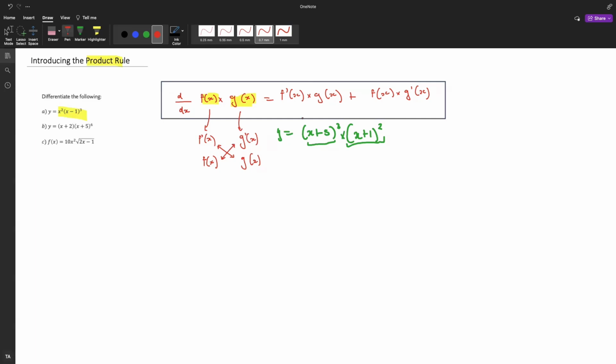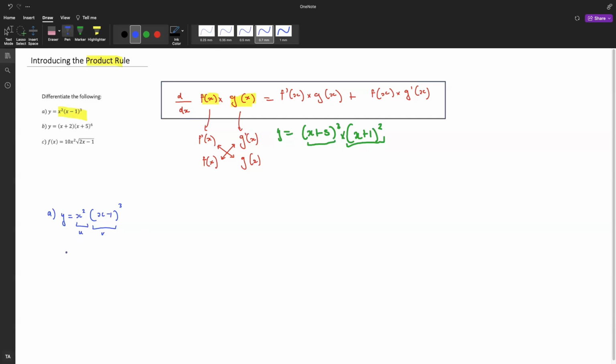Okay? And we're going to use this rule and go through these three questions so it makes a bit more sense. So this first one here, we've got y is equal to x squared times x minus 1 to the power of 3. So we can immediately see that we've got a function here and a function here, and they're multiplied together and we want to differentiate them. Okay, so what I usually like to do is split these two functions up into the letters u and v, similar to how we did at the start of the chain rule.